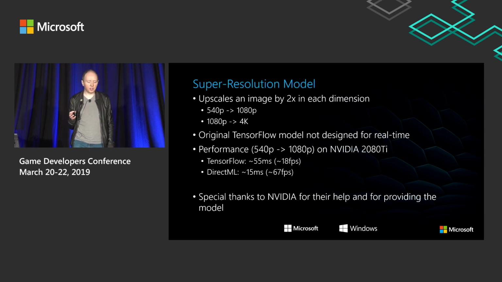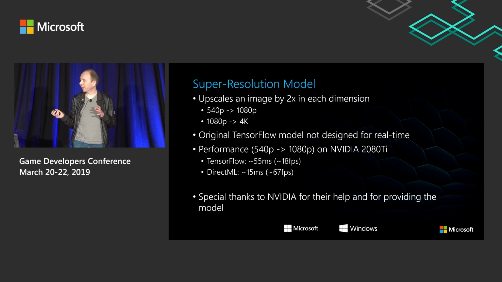So using a 540p to 1080p upsample on a NVIDIA 2080 Ti, which is a pretty powerful, modern consumer-grade graphics card, it could take about 55 milliseconds to do this, which means it would run at less than 20 frames per second. Using DirectML, I got that down to 15 milliseconds, which is almost a 4 times improvement, and it runs at greater than 60 frames per second.